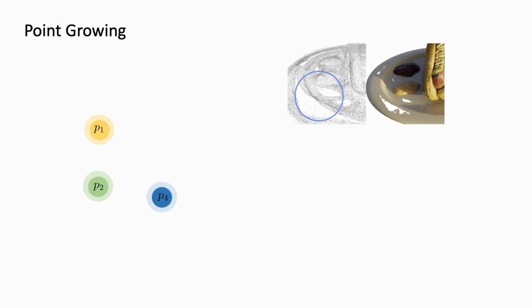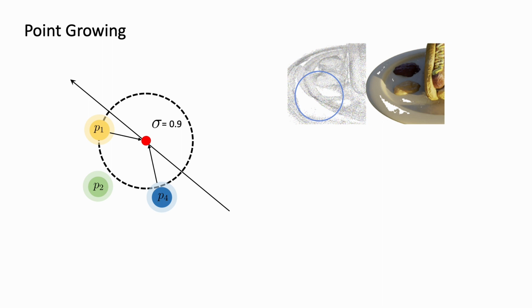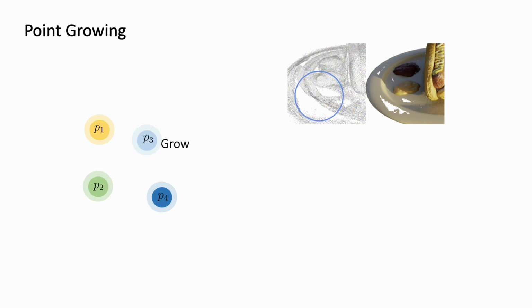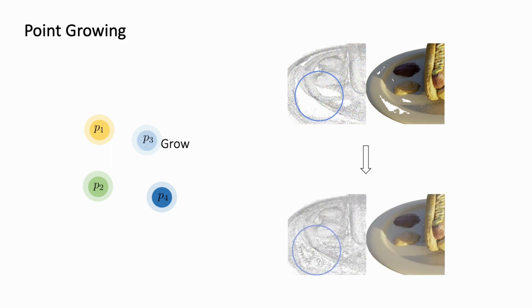Suppose a ray passes through a hole. If our model predicts high volume density at the shading location and its neural point neighbors are relatively far away from it, we can confidently add a new point at its location. The process can expand the boundary of our point cloud to fill the holes and improve the final results.